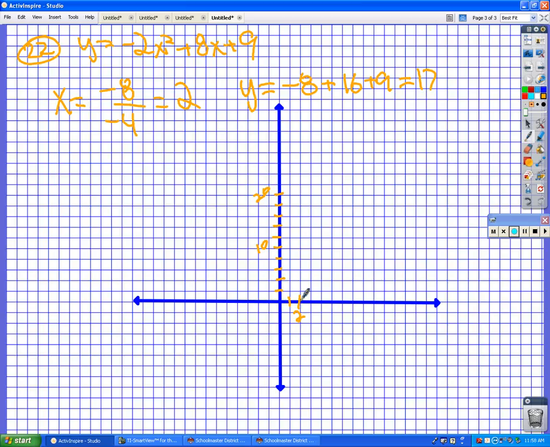So my vertex is going to be at 2, 17, which is right there in between 16 and 18 on the y-axis.